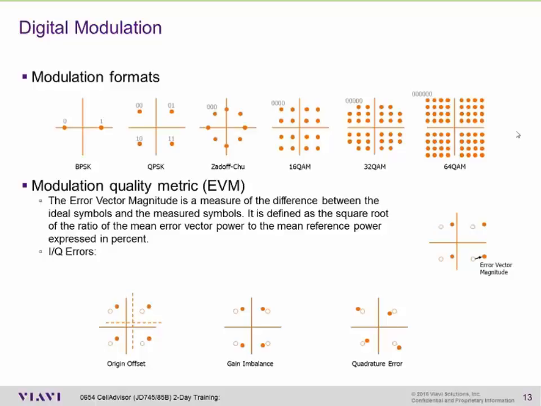But when you're trying to determine the quality of that modulation at the source, error vector magnitude is the key measurement, EVM.